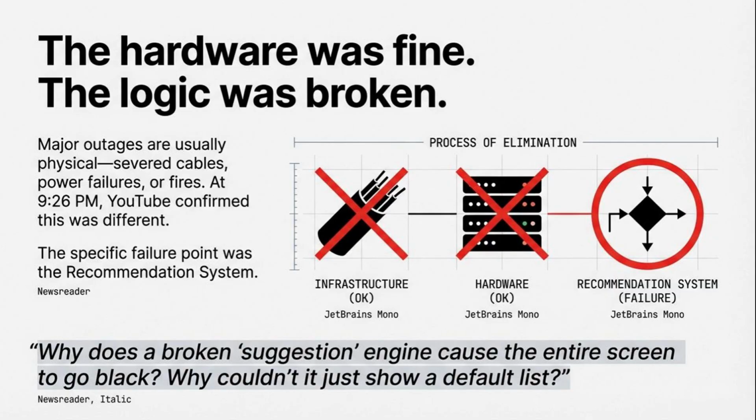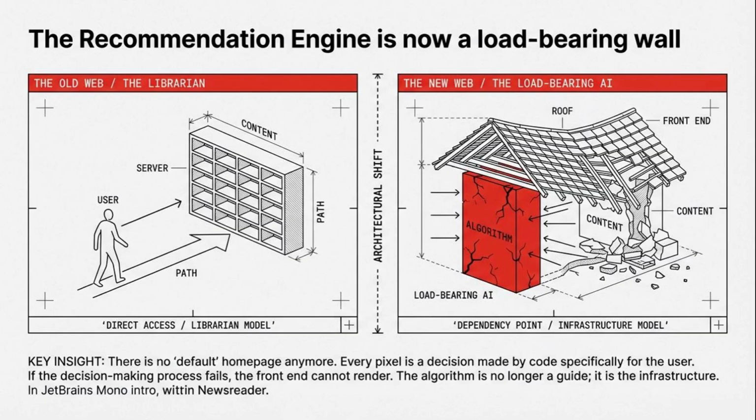Eastern. Okay, this is the part that got me. Yeah. Because usually an outage this big is a cut fiber optic cable or a data center issue. Some kind of physical infrastructure problem. But YouTube admitted it was something else entirely. They did. They came out and said the specific cause was an issue with their recommendation system. The recommendation system. That's what they said.